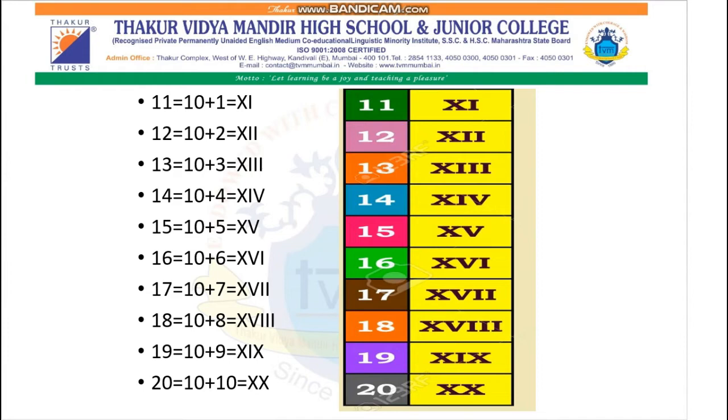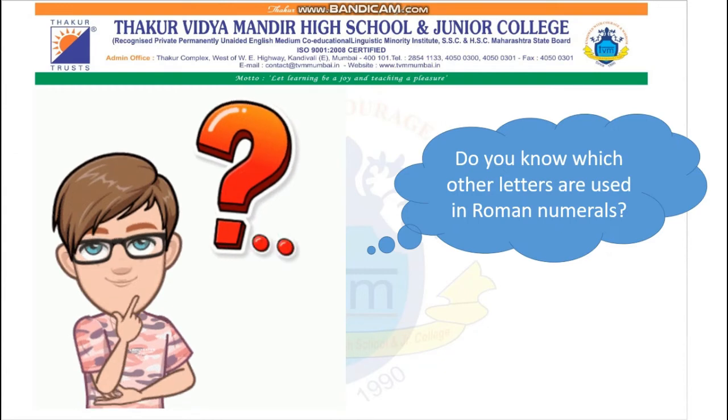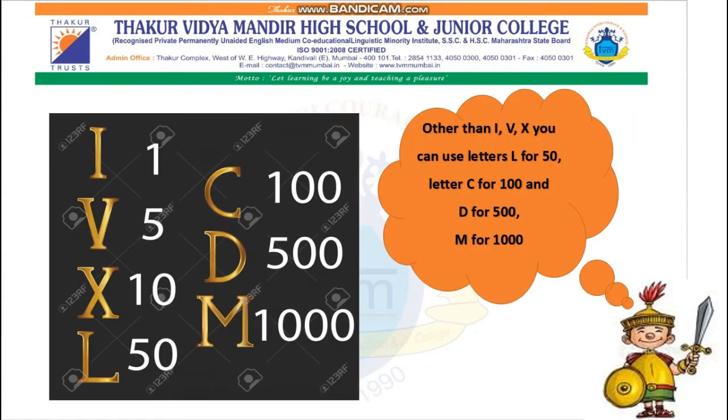So these are all your Roman numerals 1 to 20. They are international numbers. We have learned how to write them in Roman numerals by using our symbols I, V and X. But do you know whether any other letters are used in Roman numerals? Do you have any idea? Do you know which other letters are used in Roman numerals? No? Now let us see here. Other than I, V and X, you can use letter L for 50, letter C for 100, D for 500, and M for 1000.